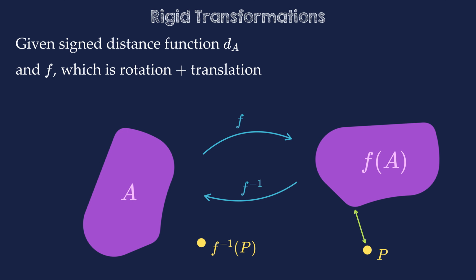Since these rigid transformations don't change distances, we can evaluate the SDF we have, namely d, at this pre-image of p under f. Since that works for every point, the signed distance function of the transformed object is the original SDF d concatenated with the inverse of f. This way, we can move objects for which we know the SDF freely around.